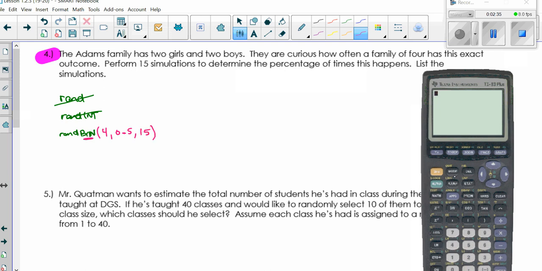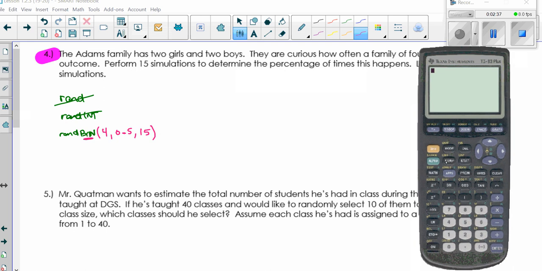So this is what you would put in your calculator, and you may want to do that with me. We hit the math button, and then we go over to the probability button right here. And then we go down to this random binomial, and we're just going to enter those things in. So we're going to hit 4, comma, 0.5, comma, and 15. And this is how you'd enter it if you have an older calculator. If you have a new calculator, you would just put 4 and then 0.5 and then 15. It just prompts you what each of those are. Okay, when I hit enter, it's going to run 15 simulations for me.